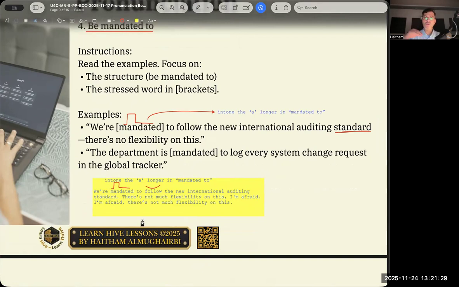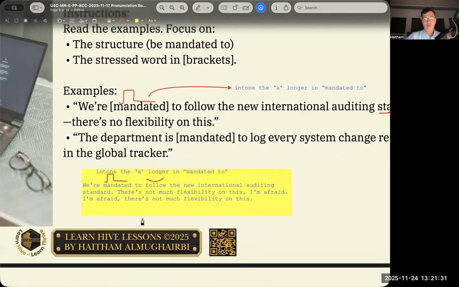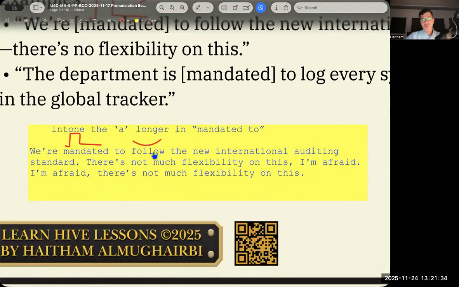Now, again, be mandated to. Slow. Be mandated to. So we're mandated to follow the new international auditing standard. There's not much flexibility on this, I'm afraid. We put I'm afraid at the end and make a short pause between the last part, on this, and I'm afraid. Let me say it again. We're mandated to follow the new international auditing standard. There's not much flexibility on this, I'm afraid. Or, we're mandated to follow the new international auditing standard. I'm afraid there's not much flexibility on this.